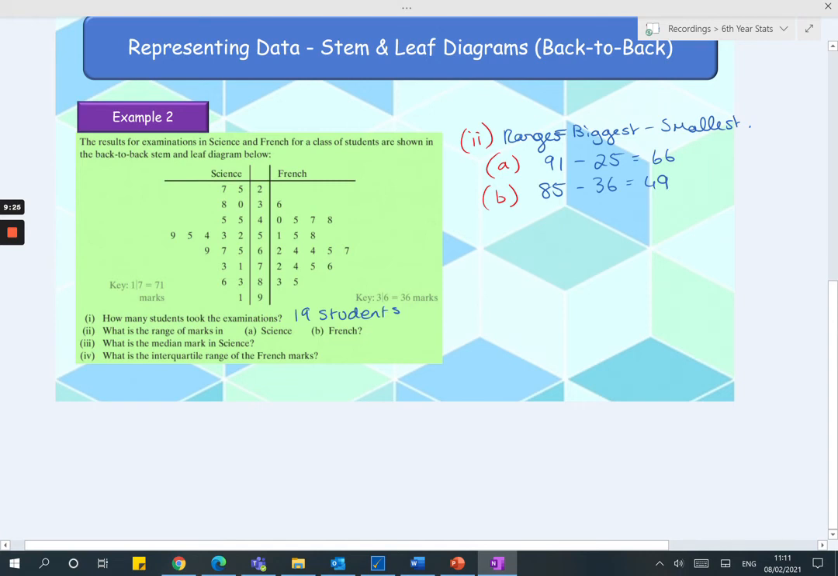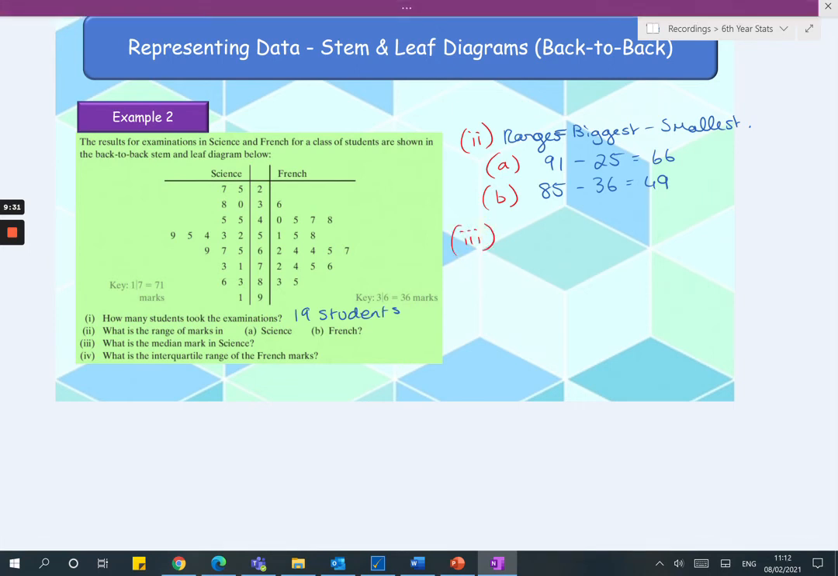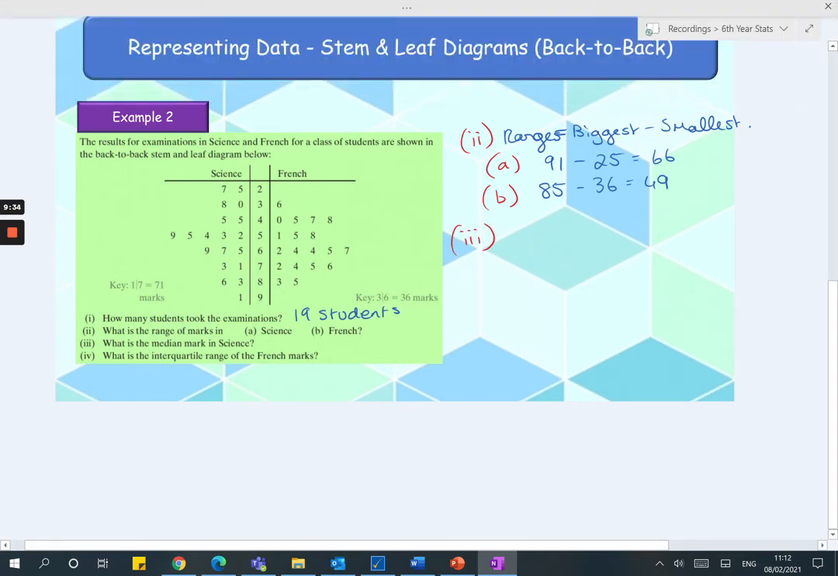Then it says what is the median mark for science. Well, again, guys, to find my median, I'm going to use my formula to help me locate it, where my median I know is equal to 1/2 by n plus 1. Well, there's 19 students, so we have 1/2 by 19 plus 1. So I know my median is going to be the 10th student.